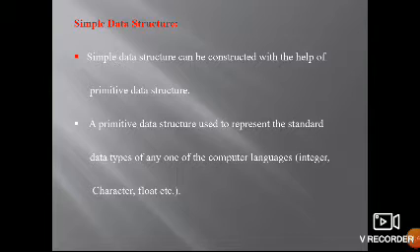A simple data structure can be constructed with the help of primitive data structures. So what are the primitive data structures? We know they are int, char, float, double, string and pointer. These are all primitive data structures. That's why I took the example of the player's name and age: the name is a string and the age is an integer. Primitive data structures are used to represent the standard data types of any computer language: integer, character, float, etc.